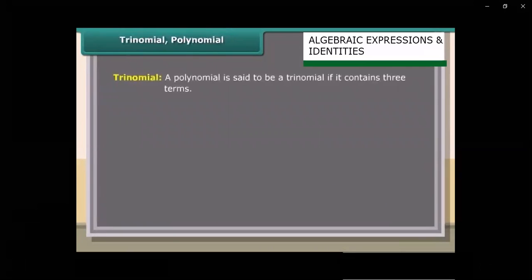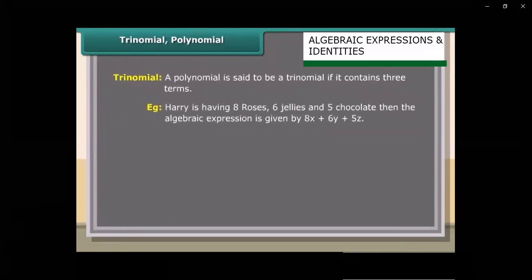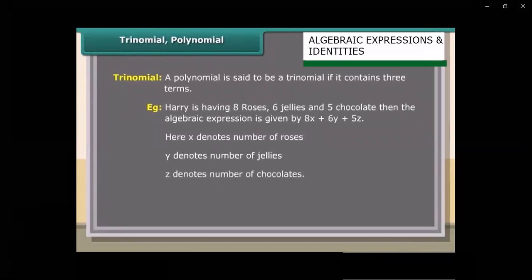Then we have the trinomial. A polynomial is said to be a trinomial if it contains three terms. For example, Harry has 8 roses, 6 jellies, and 5 chocolates. Then the algebraic expression is given by 8x plus 6y plus 5z. Here x denotes the number of roses, y denotes the number of jellies, and z denotes the number of chocolates. So we got this algebraic expression which has three terms. That's why it is called a trinomial.